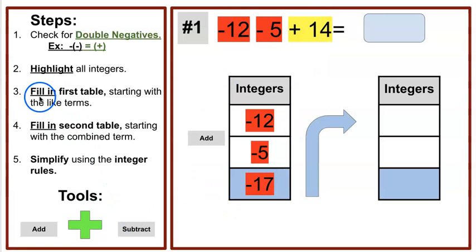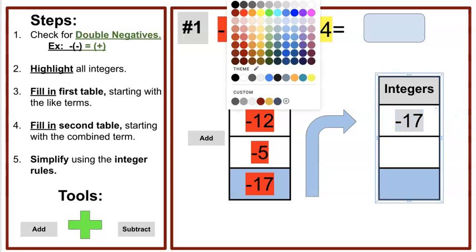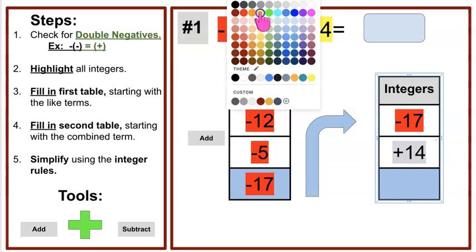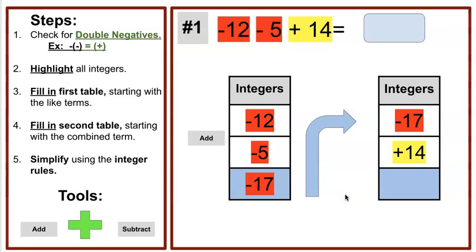Okay. So now that we filled in the first table, we're going to go to the second table, starting with a combined term. So this is a combined term. So this negative 17 comes over here, negative 17. Again, it is in red, so you can highlight that in red. And now this positive 14, you can place it here, positive 14. You're going to highlight that in yellow, and this has three terms, three integers, so it has more work to it, but just do it chunk by chunk, you'll be okay.